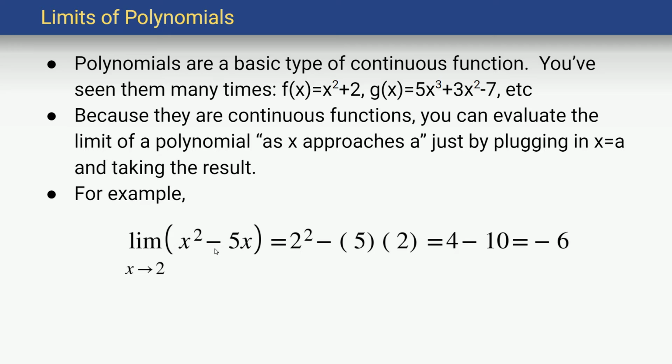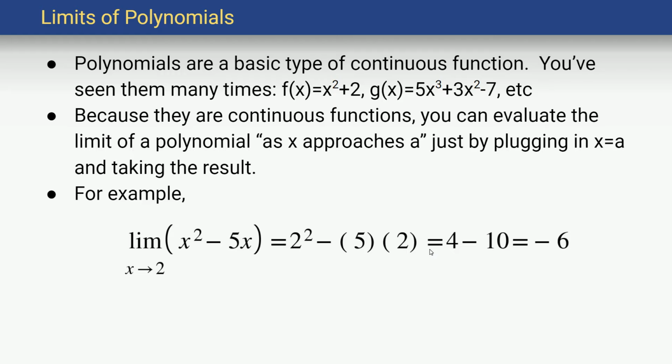Right? This is very different than what we did in the previous lecture. In the previous lecture, we looked at graphs or we made tables of function values. Here I'm saying just plug in 2. That's different. So you plug in a 2 for x, you get 2 squared minus 5 times 2. So you work that out. 2 squared is 4, 5 times 2 is 10. So 4 minus 10 is negative 6, and that's your limit.